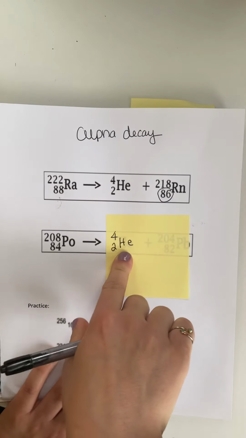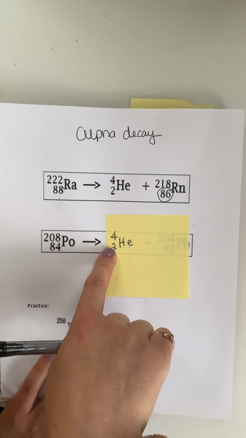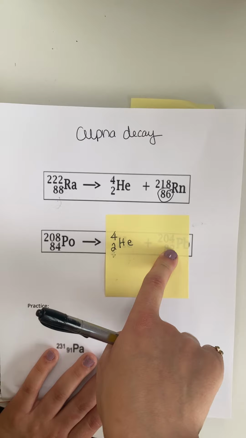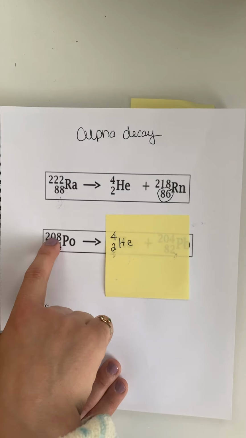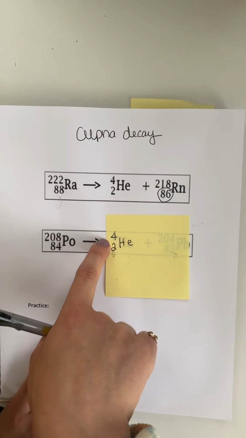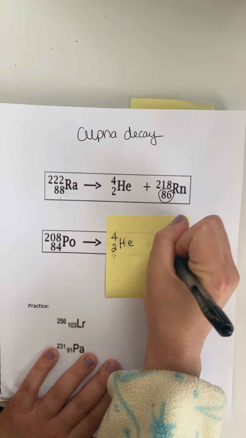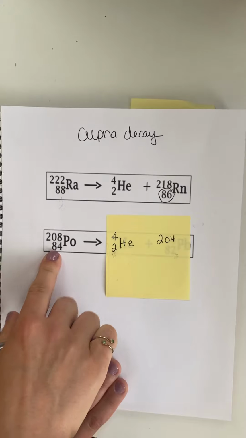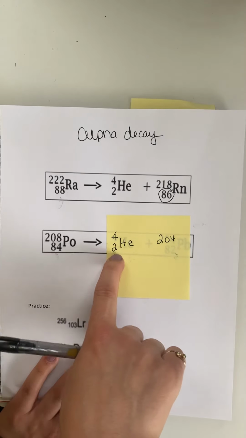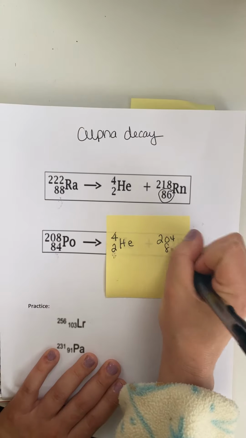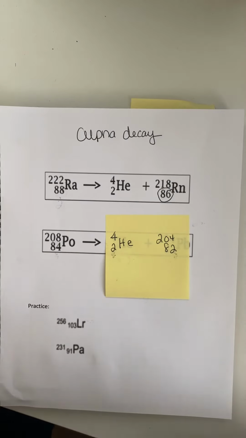And then I just like to look at this. Whatever I see here and here, I subtract over here for my alpha decay. So 208 is at the top. I'm going to subtract 4. 208 minus 4 is just going to be 204. Then I look at this, 84. I'm going to subtract 2. I should get 82. And then I look at my periodic table.